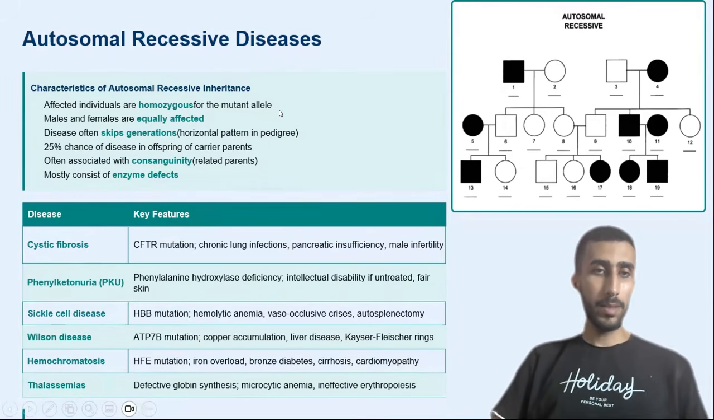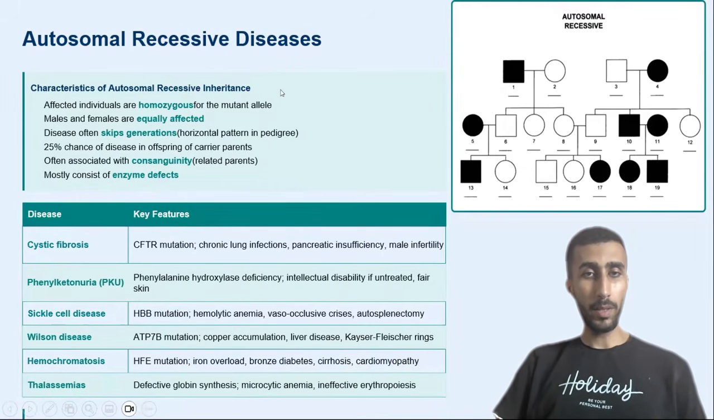Next are the autosomal recessive diseases. There are also certain characteristics for them. The affected individuals here need to be homozygous, because being heterozygous isn't sufficient to have the phenotypic disease. Males and females are equally affected. Again, this is not an X-linked disease. The disease often skips a generation, and there is a horizontal pattern in the pedigree.